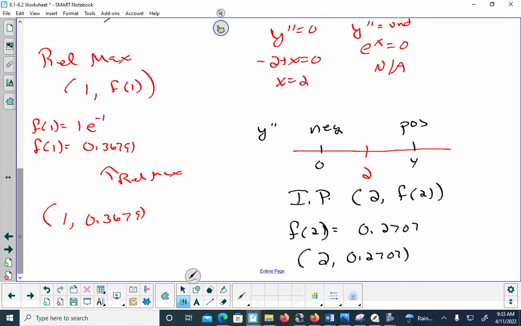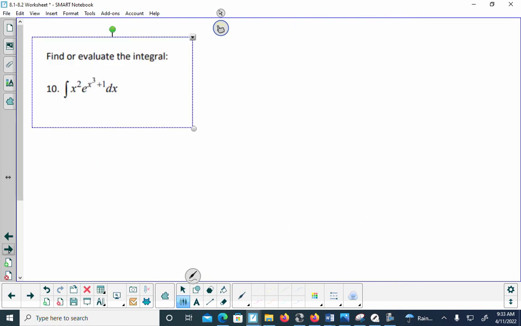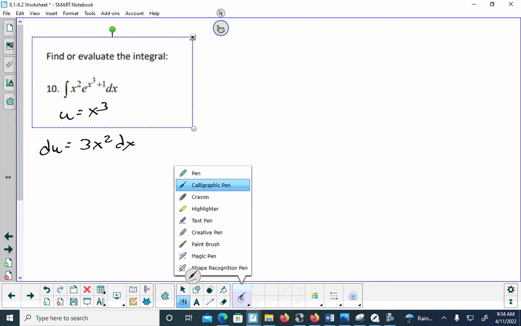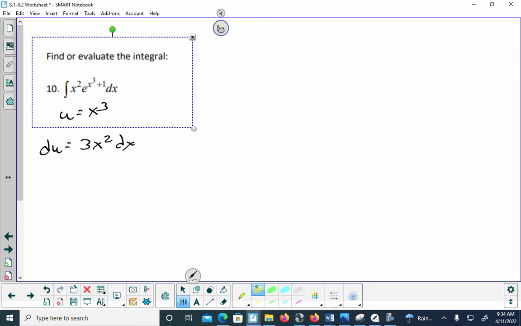Okay, moving on to the next one. I want to evaluate the integral. Since I have e raised to the x to the third, I'm going to substitute u equals x to the third. So the derivative of u would be 3x squared dx. And remember, this is where I did the highlighting thing. I have the x squared dx, I need to get that 3 out of the way, so 1/3 du is equal to x squared dx.